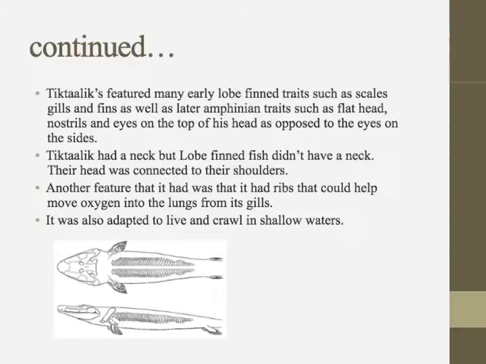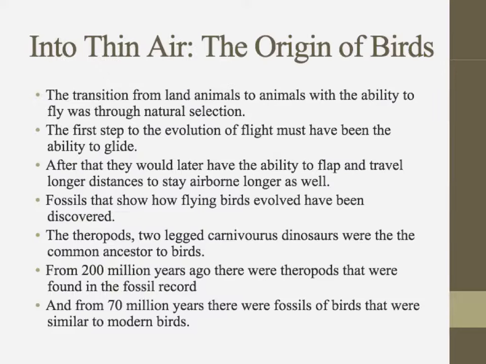This picture right here is what they would have predicted how Tiktaalik looked from looking at its fossils. The transition from land animals to animals with the ability to fly was through natural selection. The first step of evolution of flight was to have the ability to glide. After that, they would later have the ability to flap and travel longer distances to stay airborne longer as well.